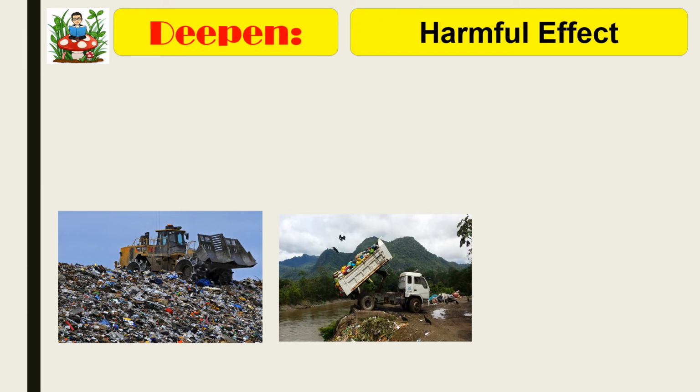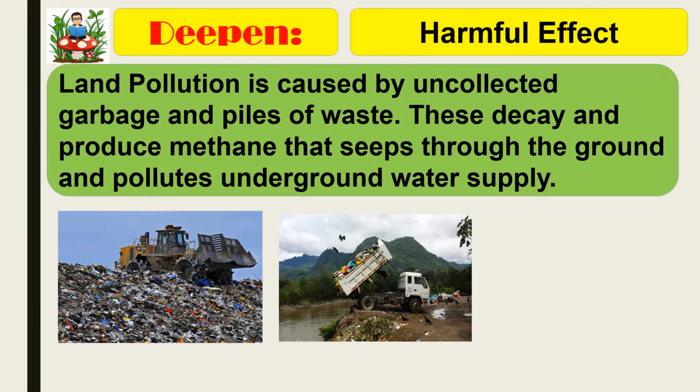Another harmful effect is land pollution, caused by uncollected garbage, piles, and waste. These decay and produce methane that seeps through the ground and pollutes the underground water supply. As we recall in the water cycle, water is absorbed from the underground water supply. So if there is land pollution, it may cause pollutants, because the methane that seeps out is absorbed by the soil and therefore mixes with the underground water.